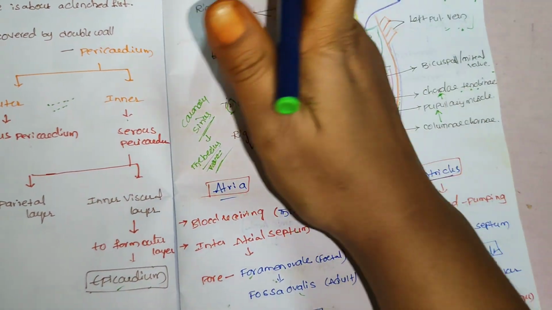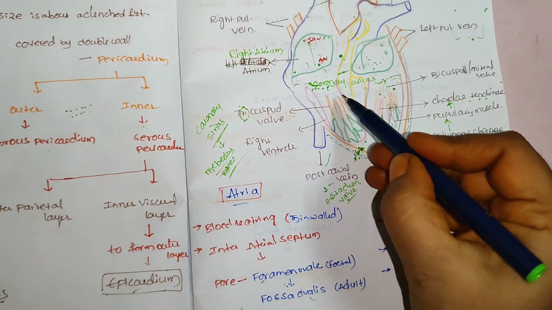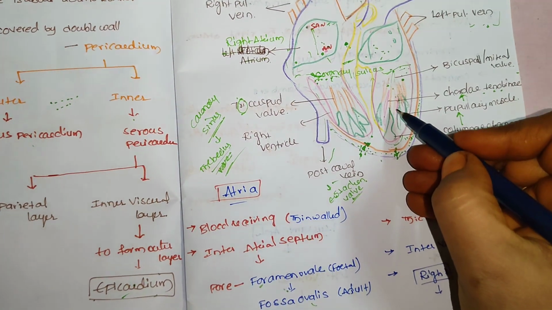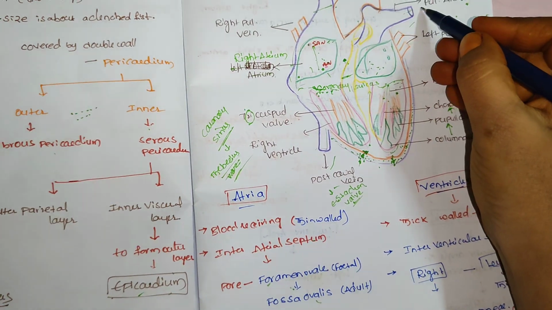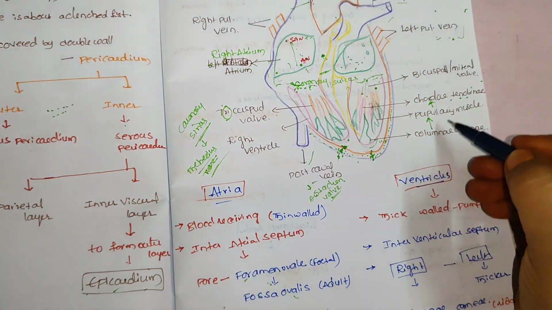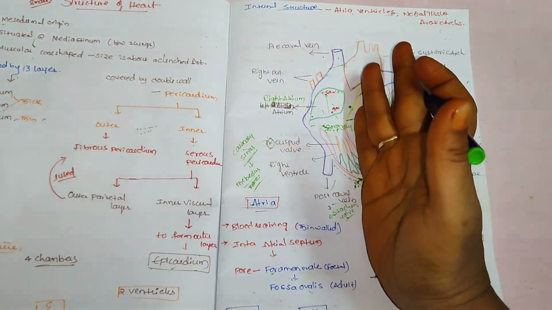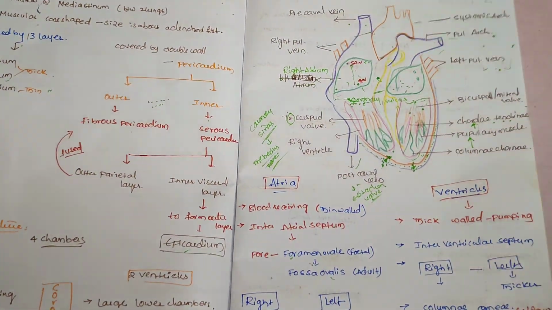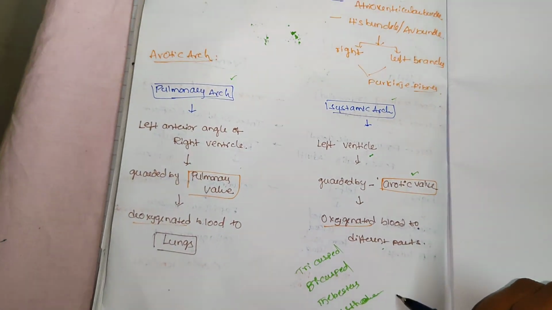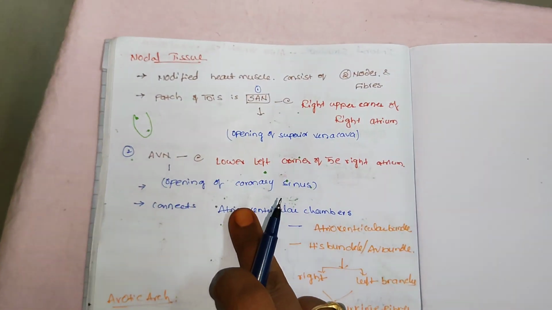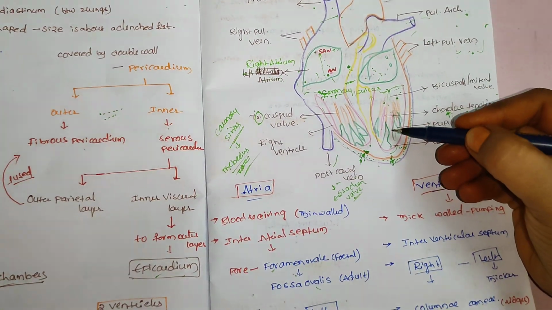Already we know right side deoxygenated, left side oxygenated. So pulmonary arc presented on the right ventricle at left anterior, and systemic arc presented on the left ventricle to carry oxygenated blood, and through the aortic arc it will send to the body parts. So these are the pulmonary arc and systemic arc. Pulmonary arc right side, left side systemic arc. So then what are the valves? Tricuspid, bicuspid, Thebesian, Eustachian.